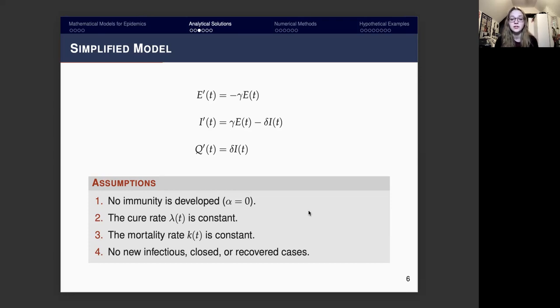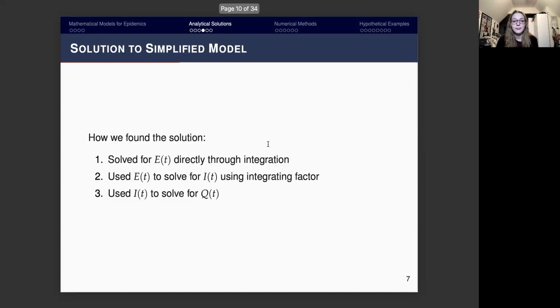So taking all these assumptions, we do find that our lambda becomes 0, our k becomes 0, and our beta, which is our infection rate, also becomes 0, which brings us this simplified model here. So in order to find the solutions to this simplified model, we did 3 steps. First, we solved for E(t) directly through integration. And then once we had E(t), we were able to solve for I(t) using a technique called integrating factor from differential equations. And then once we found I(t), we were able to solve for Q(t) using a similar method we did to solve for E(t), which was pretty much through direct integration.